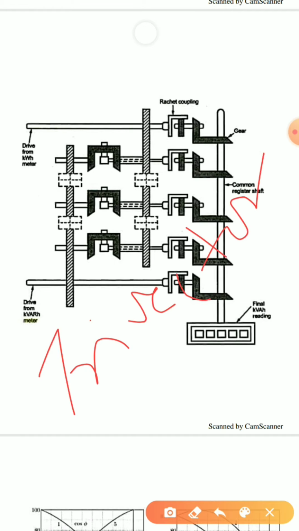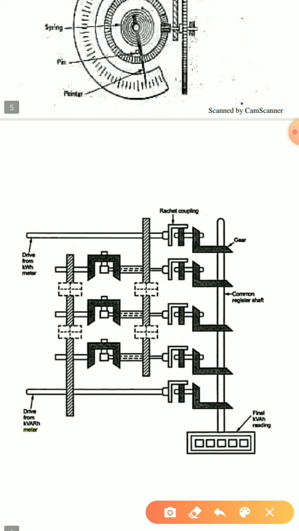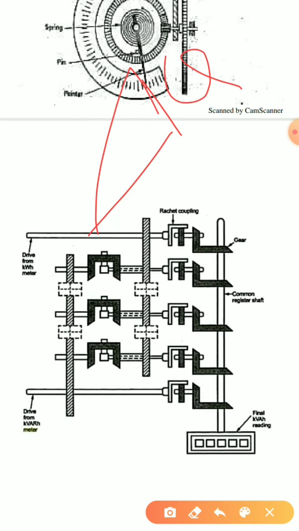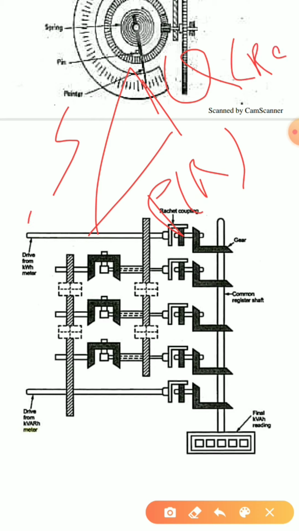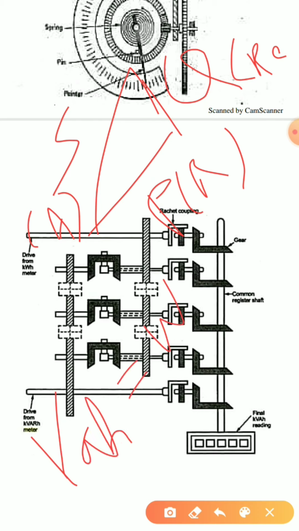Moving further, the next type of instrument that we will be discussing is the trivector meter. What is a trivector meter? All of us know about the power triangle. In the power triangle, this perpendicular is Q, this is P, and this is S. P is my real part, Q is my reactive part, and S is my apparent part. S is VAH, P is WH, that is watt hours, and Q is VARH. Now the whole squared.